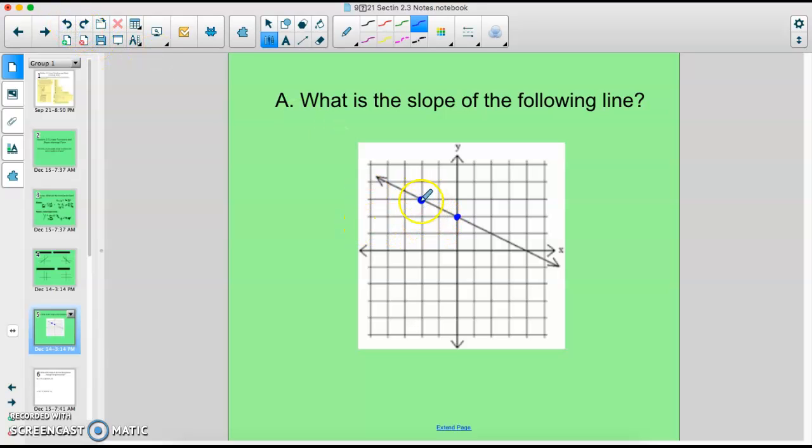So basically, what's our rise? We go down one. So m equals, we go down one, and then we go to the right 2. So negative 1/2. Okay, so that's an easy way. You just count. We went down 1, we went over 2. So down 1, over 2.